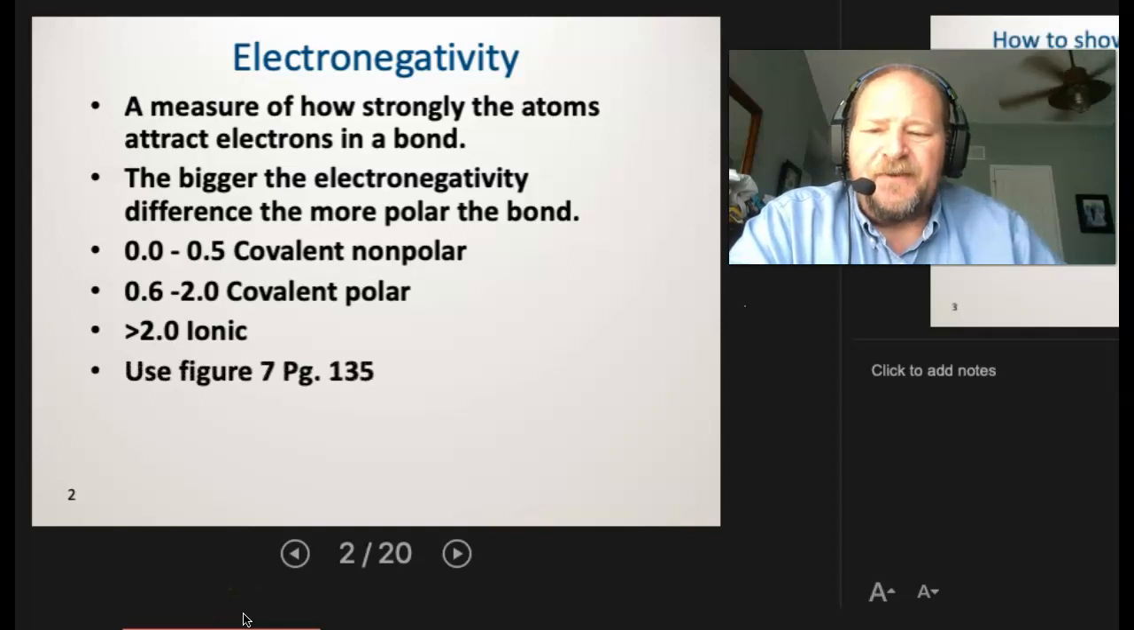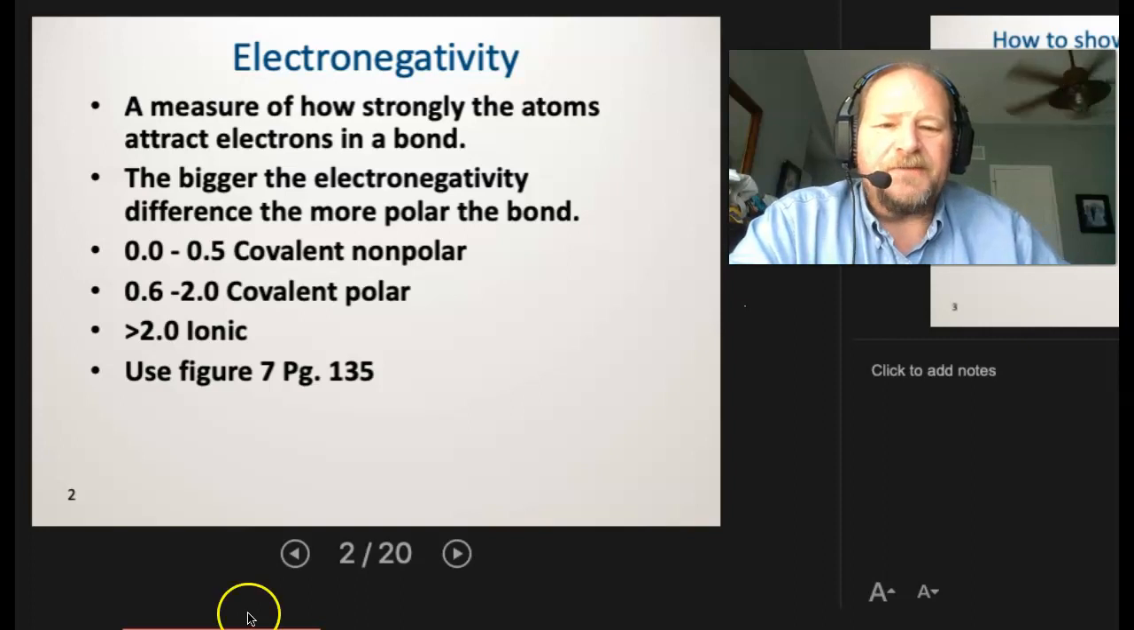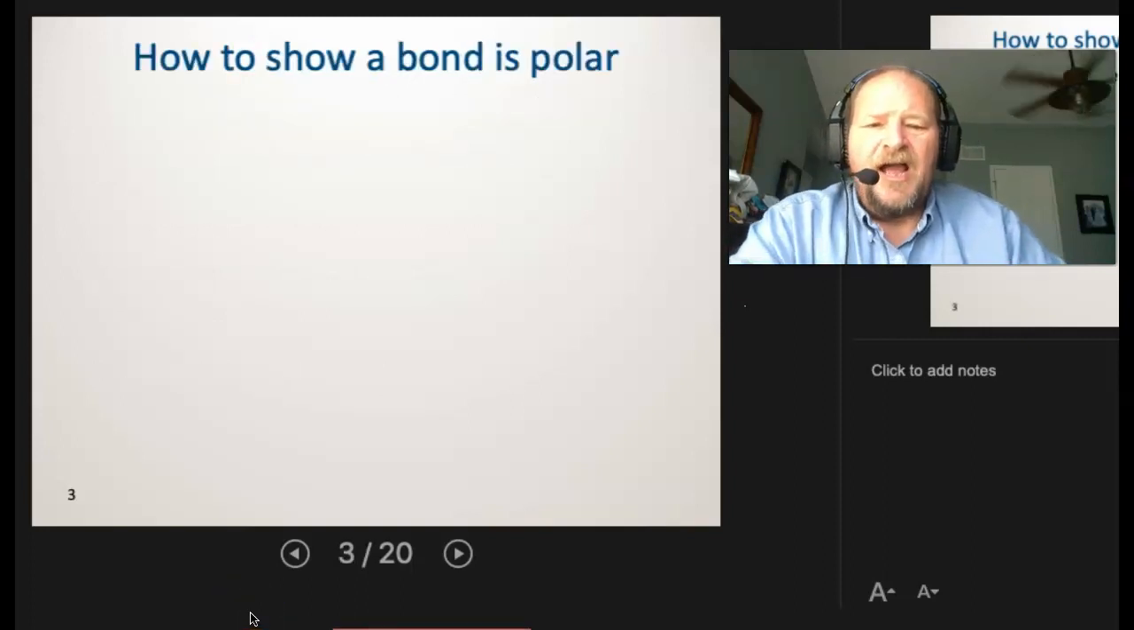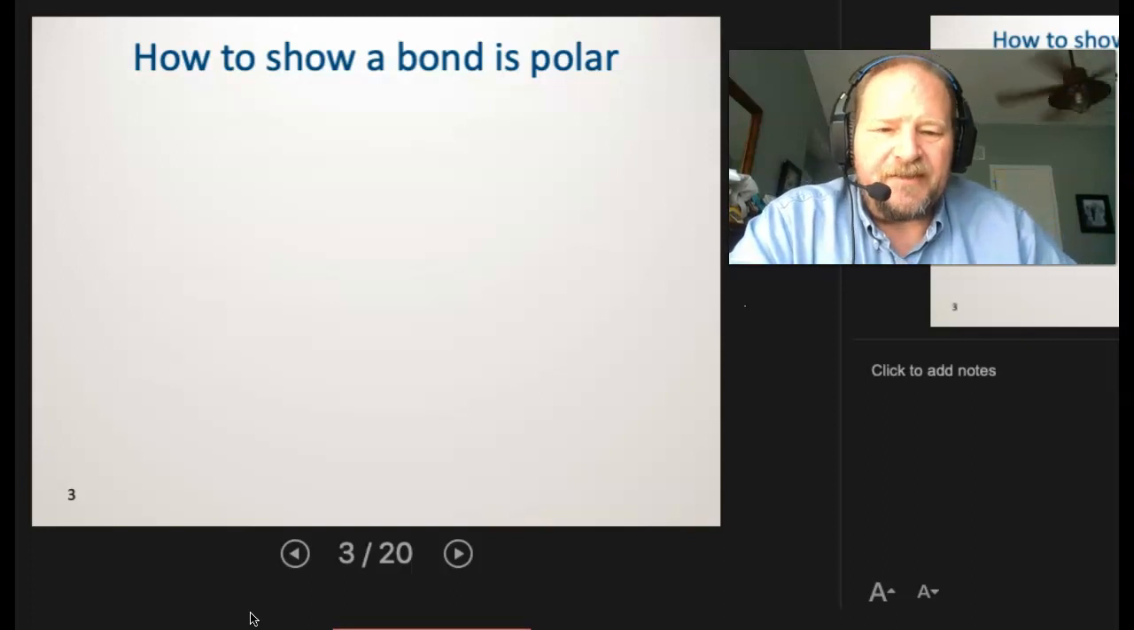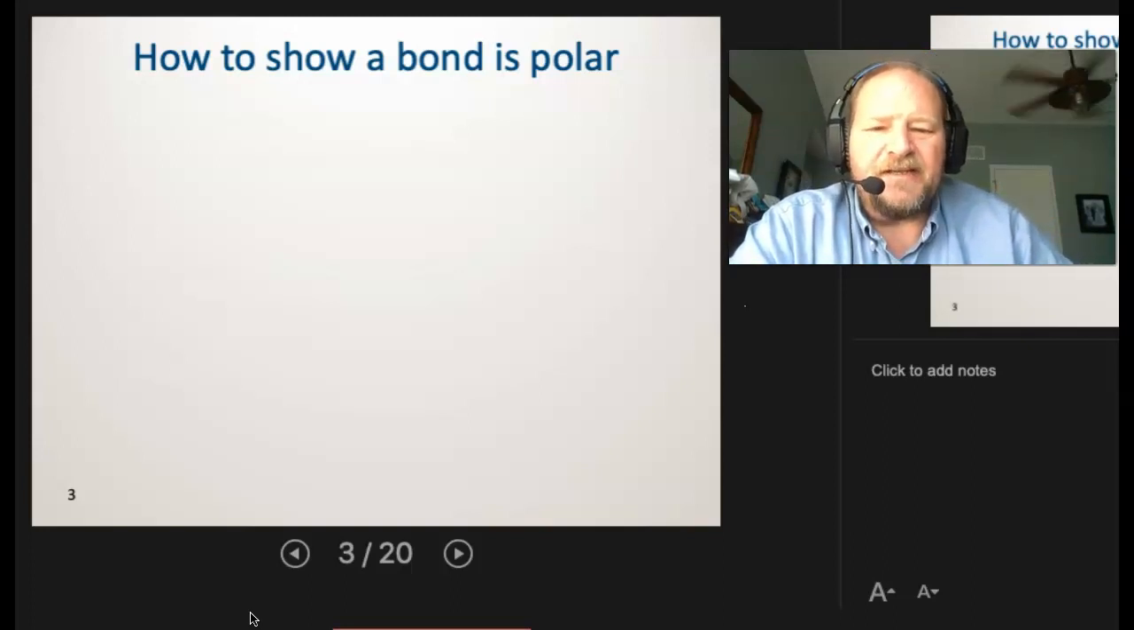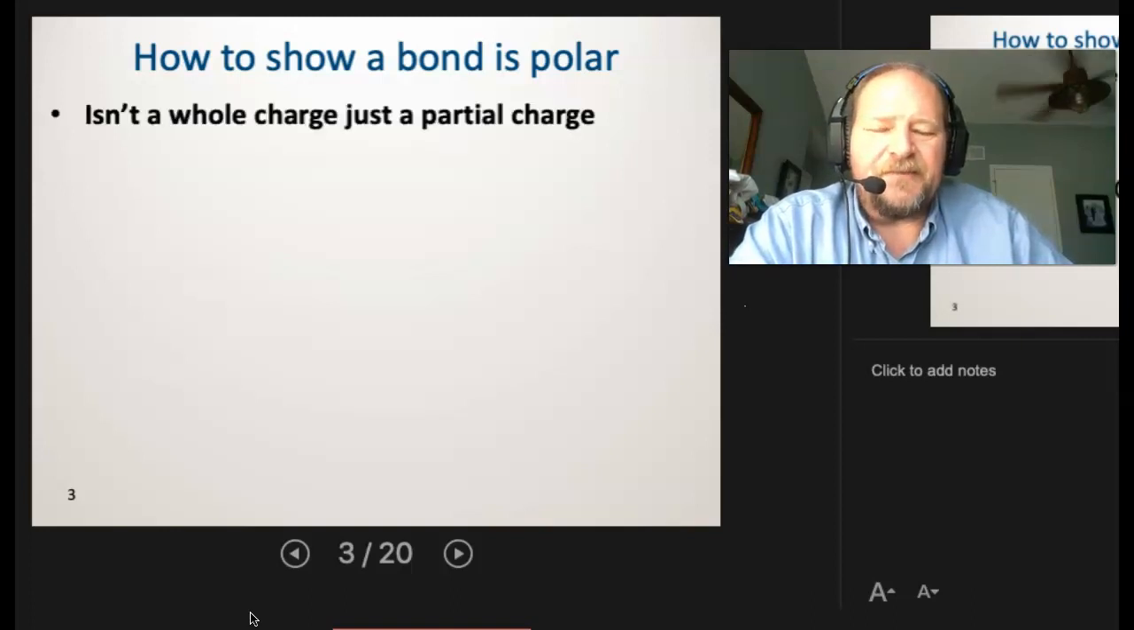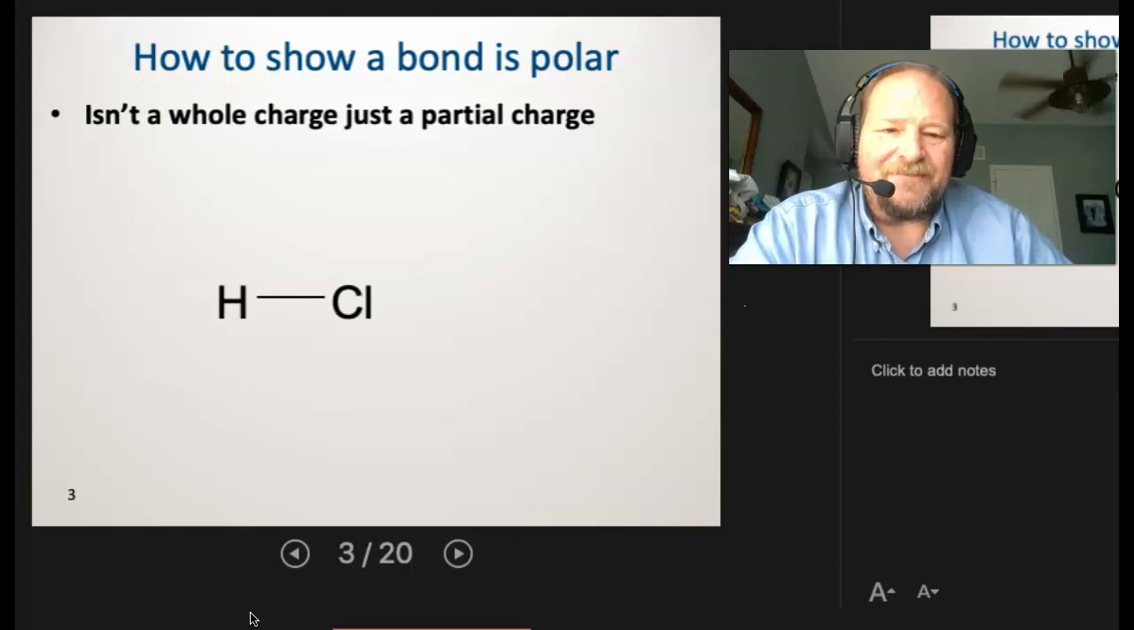Now, there should be a figure on page 135 that gives you the periodic table with all the electronegativities. It's also something you could Google real fast. If you type in electronegativity values on a periodic table and then look at images, typically you'll get several options you could use. Now, how do we show that a bond is polar? I'm going to get this number, and then what does this number mean? Well, okay, it tells me it's a polar bond, but what does that really mean? Well, what it means is that we have a partial charge. So it's not actually ionic, but there is a partial charge, a partially positive or partially negative charge.